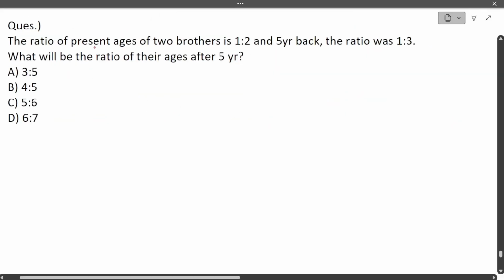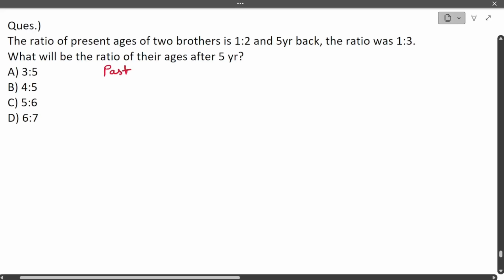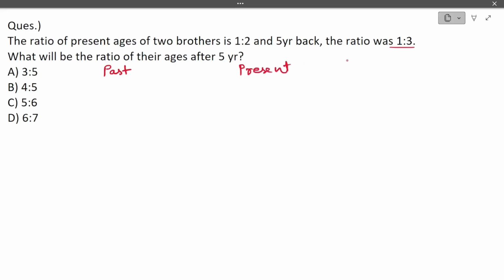Okay, let us see this question. The ratio of present ages of two brothers is 1:2, and 5 years back the ratio was 1:3. What will be the ratio of their ages after 5 years? So whenever we have to solve this question, let me tell you how we can solve this. We have 3 time frames. First is the past, which is given to us. Then we have the present, and then what we are asked is the future. So let's try to solve it.